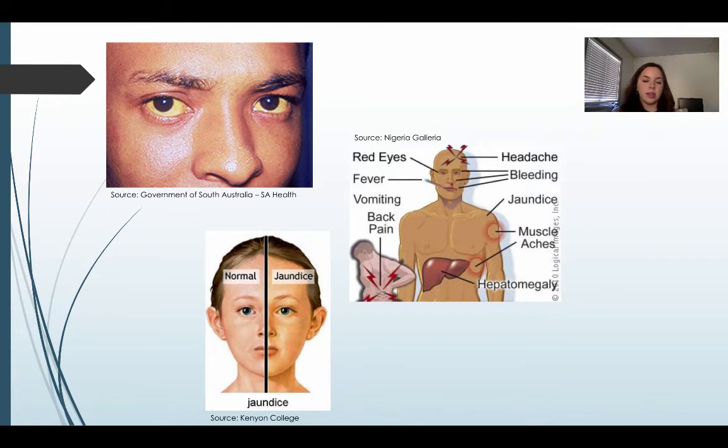The hepatomegaly is also a symptom of the disease, which is an enlargement of the liver, and ultimately that's what causes the jaundice that is typical of yellow fever patients.